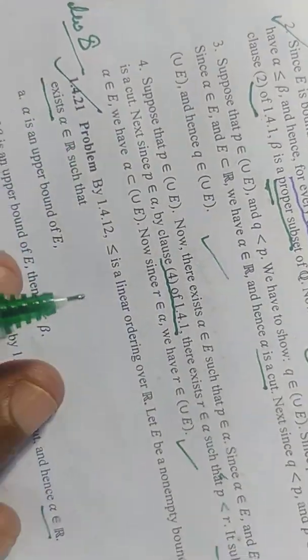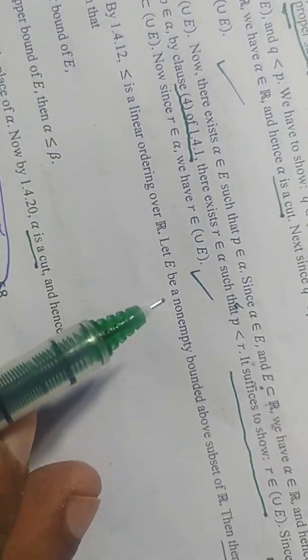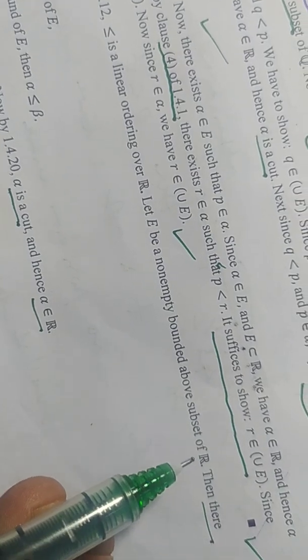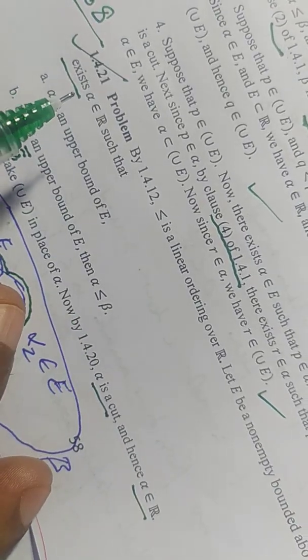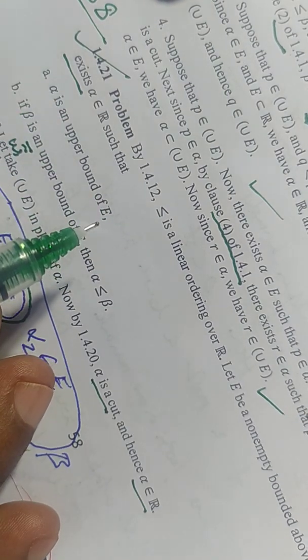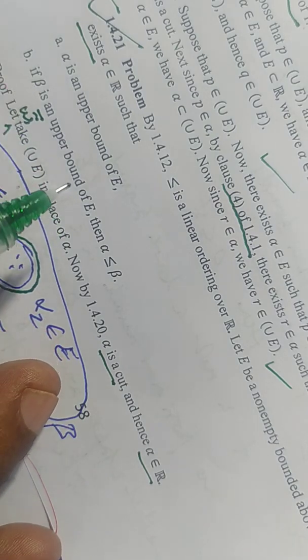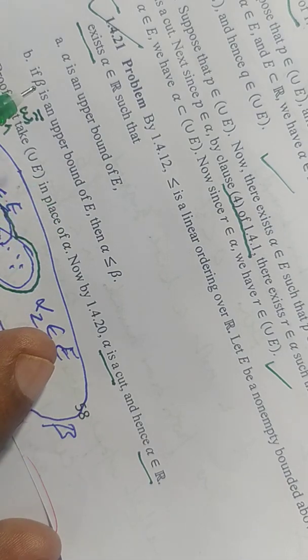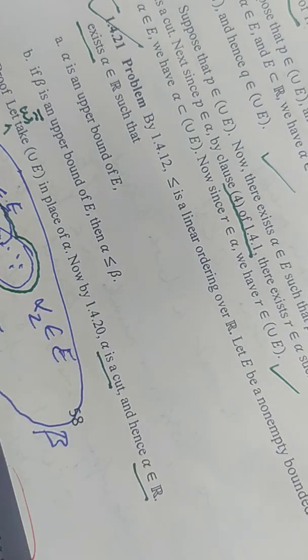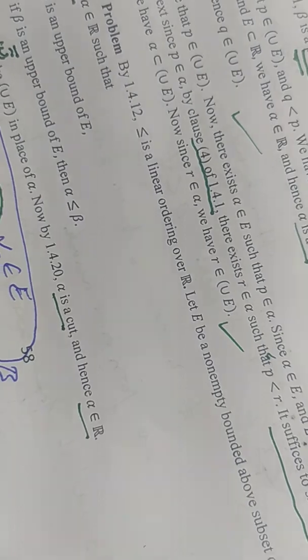Now we have one more theorem. Let us recall it. This says that if E is a non-empty bounded above subset, then there exists a cut alpha such that alpha is an upper bound of E, and if beta is also an upper bound of E, then alpha is less than or equal to beta. So we should remember this result. Next.